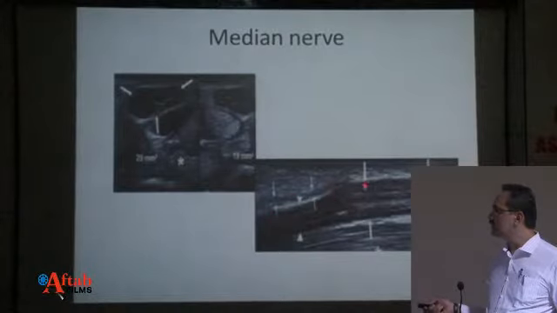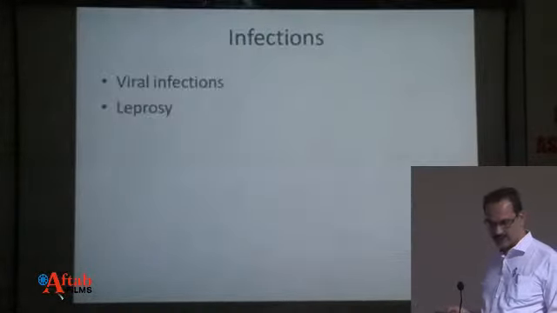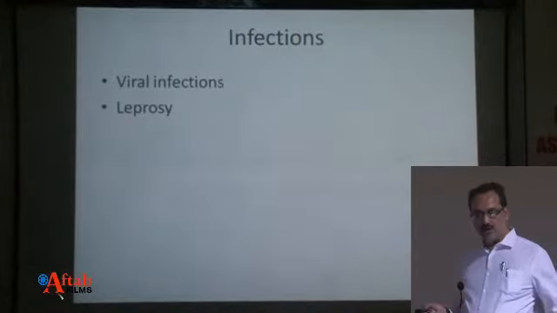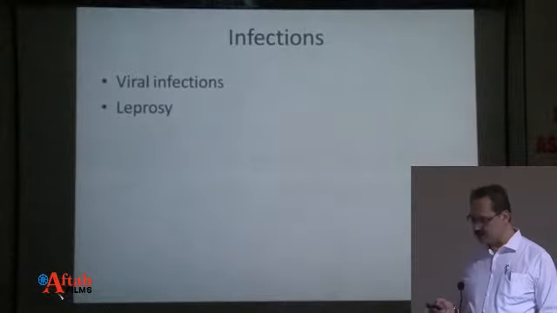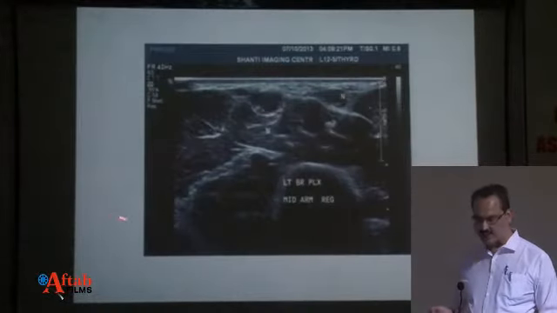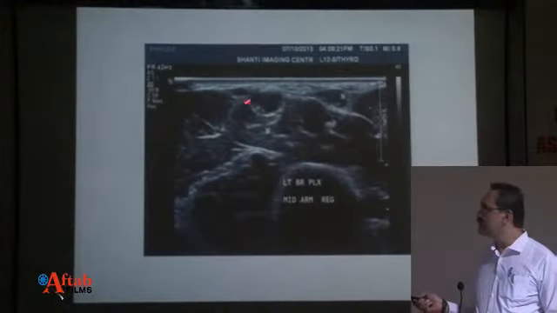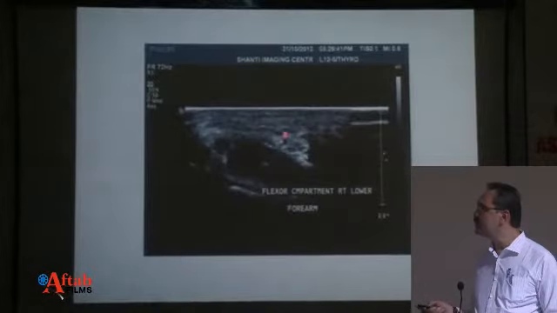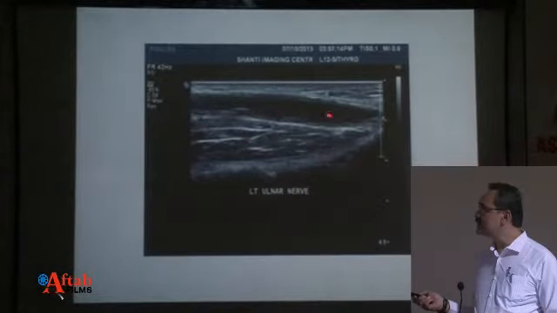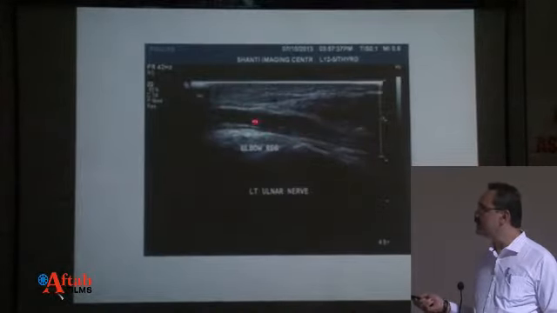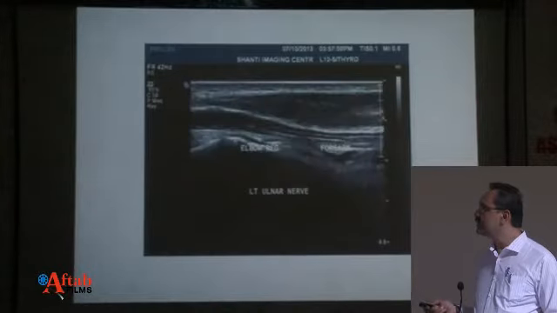This is the compression side. This is more than 10 millimeters. This is the area. Now coming to infections, the viral infections and leprosy are the common infections that can be diagnosed on ultrasound. There is a focal dilatation of the nerve. The nerve fibers are edematous, and subsequently there will be dilatation, and this is seen at the length.